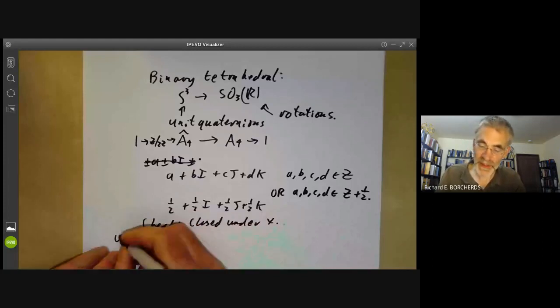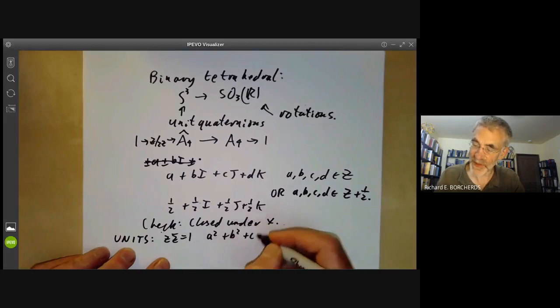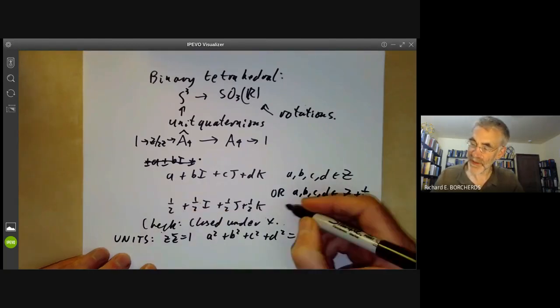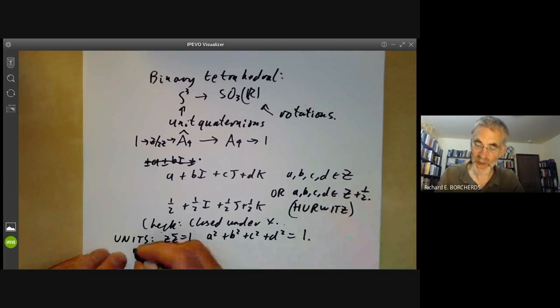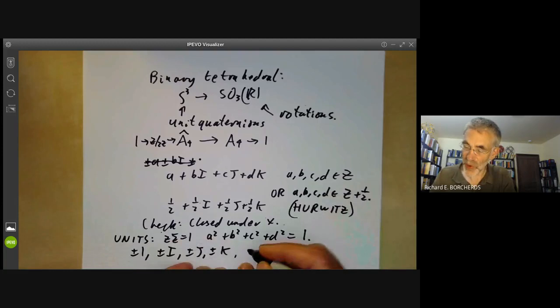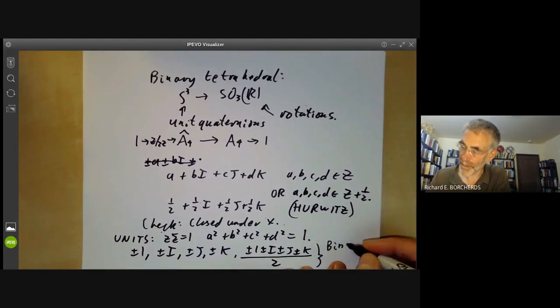And now we can look for the units in these integral quaternions, and these units are just the quaternions with z times z bar equals 1. In other words, a squared plus b squared plus c squared plus d squared equals 1. So we can write down the integral Hurwitz quaternions. The units are the following. We have plus or minus 1, plus or minus i, plus or minus j, plus or minus k. So these are the obvious ones. These just form the quaternion group of order 8. But then we've got 16 more, because we have plus or minus 1, plus or minus i, plus or minus j, plus or minus k, all over 2. So we get 8 here, and another 16 here. And these form the binary tetrahedral group.